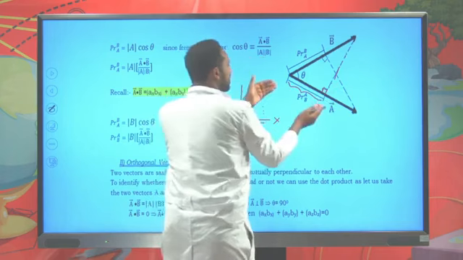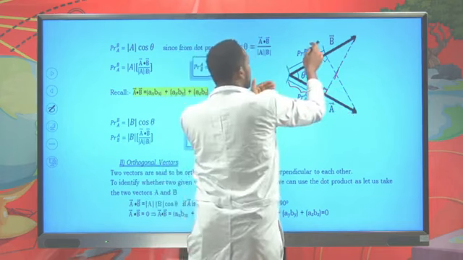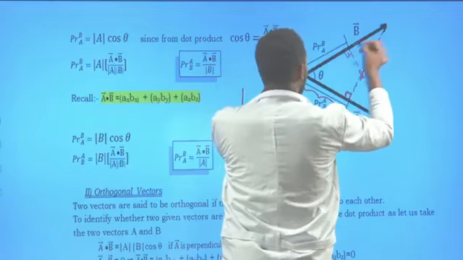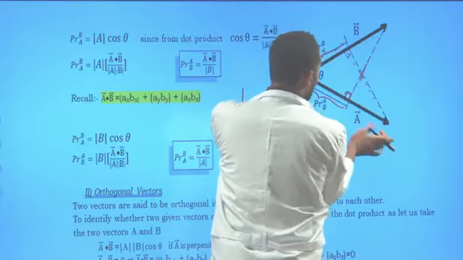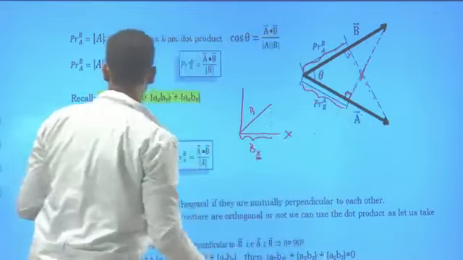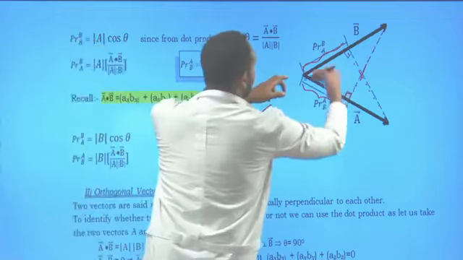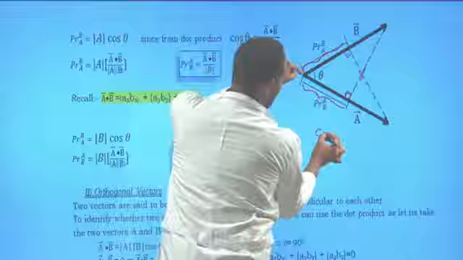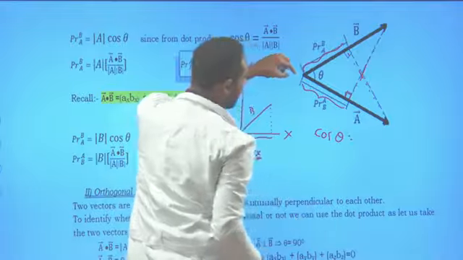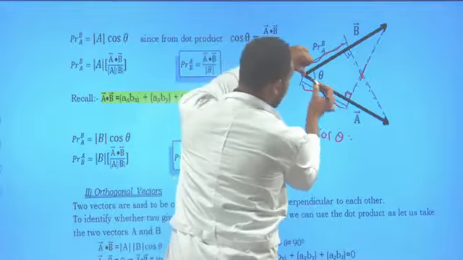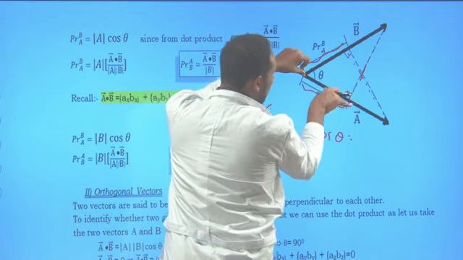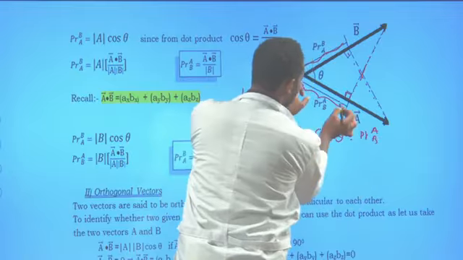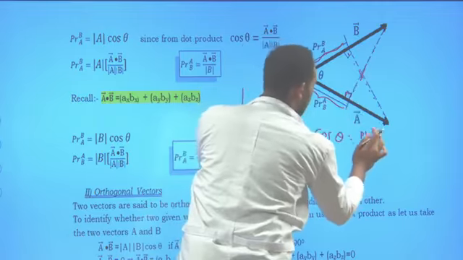It's also possible to find the projection of a onto b. That means if you are trying to drop this perpendicular to the vector b, you can find this to be the projection of vector a onto b. Therefore, how do we determine the projection of vector b onto a? Okay, for the distance from this to this, it's possible to use cosine of theta. The distance from this to this is the projection of vector b onto a.